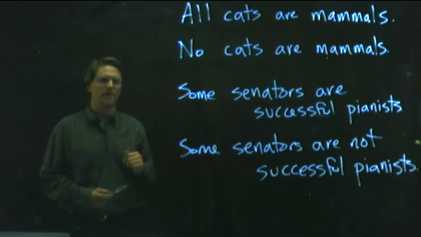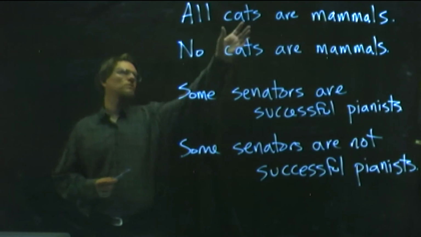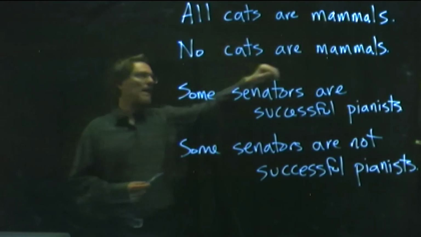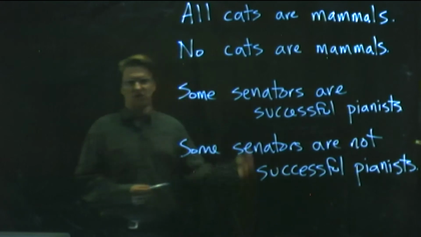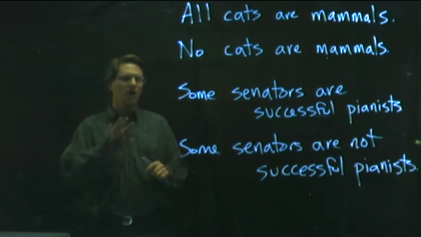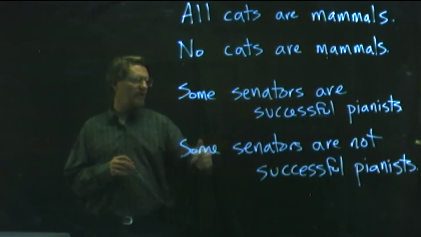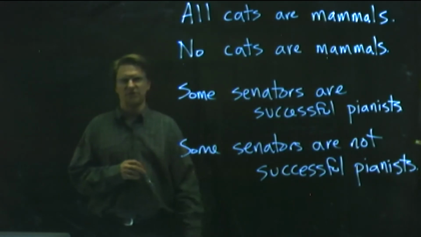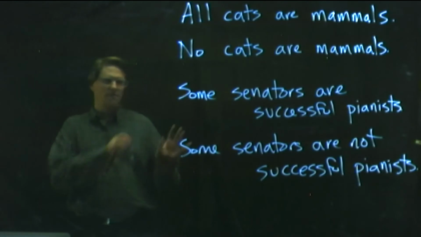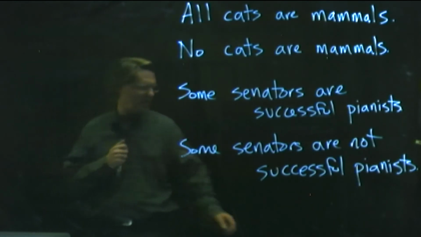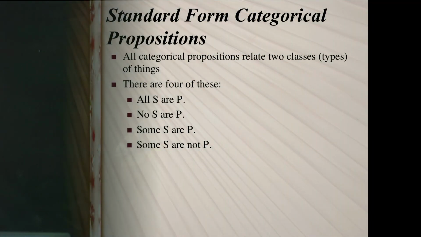you have the S here, sort of where the cats is, and then P where the mammals is, and so forth, right? But there are just the 4. All are, no are, some are, and some are not, right? Will be the key things about those. Okay, so we'll come back to these examples here in just a second. All right.